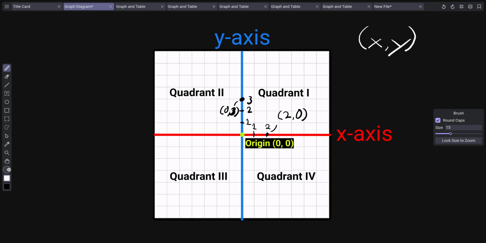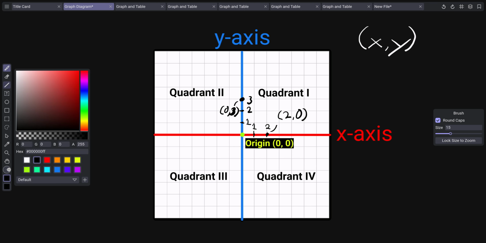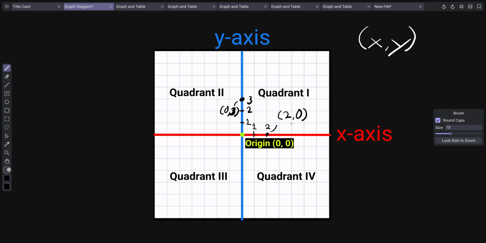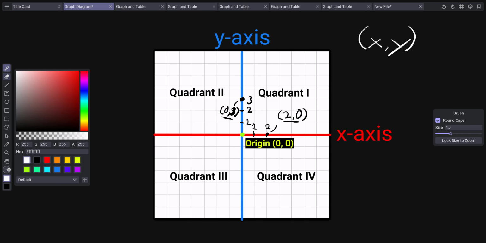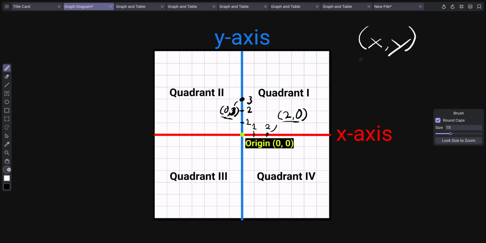So down here we have 2, 0. This is an ordered pair. This is an ordered pair. And finally, this is an ordered pair. Because whenever we map an x-coordinate and a y-coordinate in parentheses like this, and we separate them with a comma, that is known as an ordered pair.